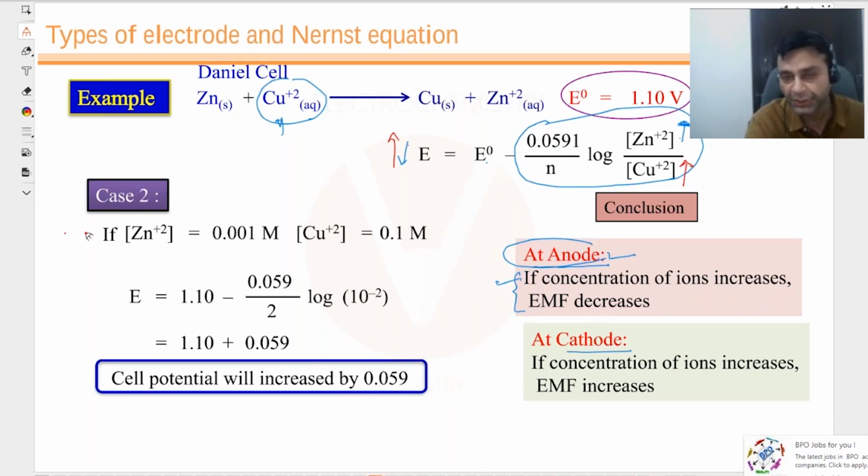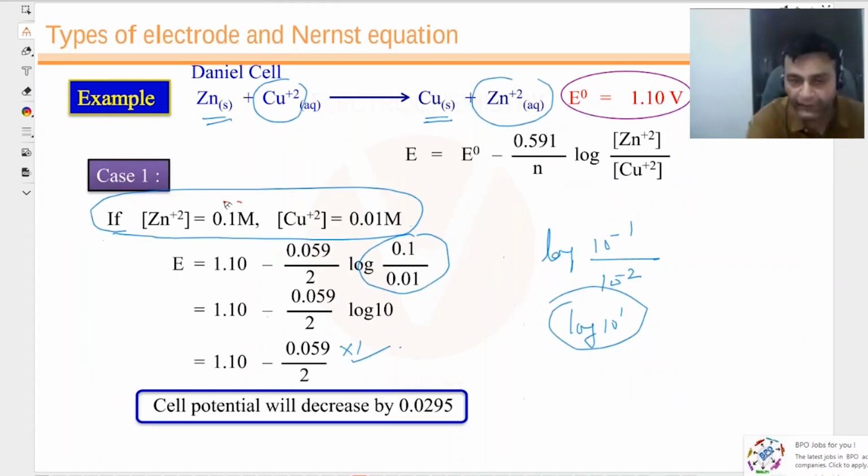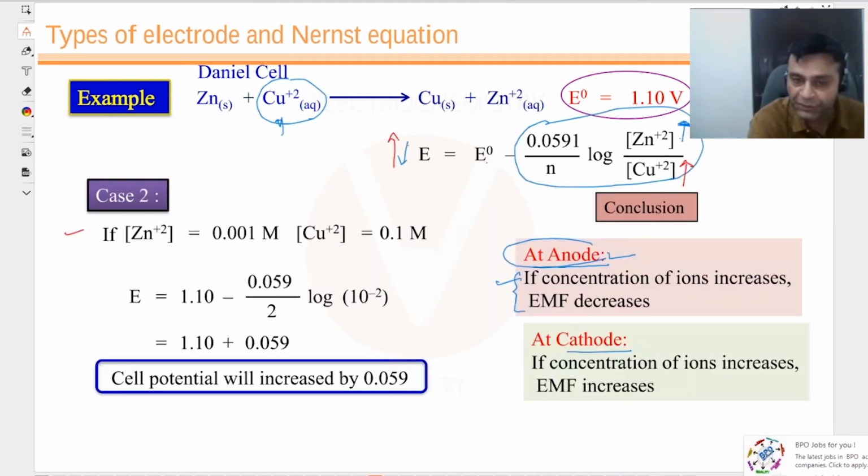See this equation here. First of all, I will show you the previous case. Zinc ion is 0.01 and copper ion is 0.01. But now, what we have done is, we decreased the zinc ion concentration and the copper ion value increased. Now, by calculation, the cell potential will increase by a certain value. Are you getting me?